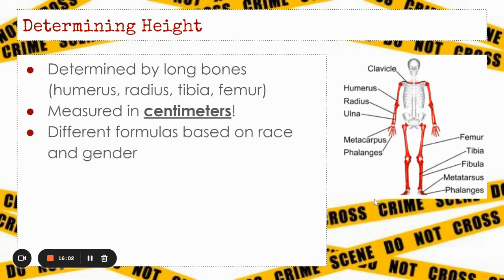There are many different formulas based on race and gender of the individual. So there are different formulas for each bone, each race, and each gender. You will always be provided with that formula in class, and then you will just need to do the calculation.